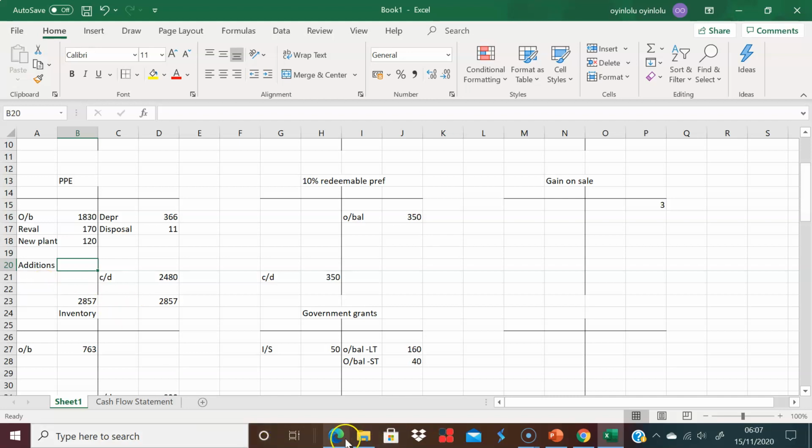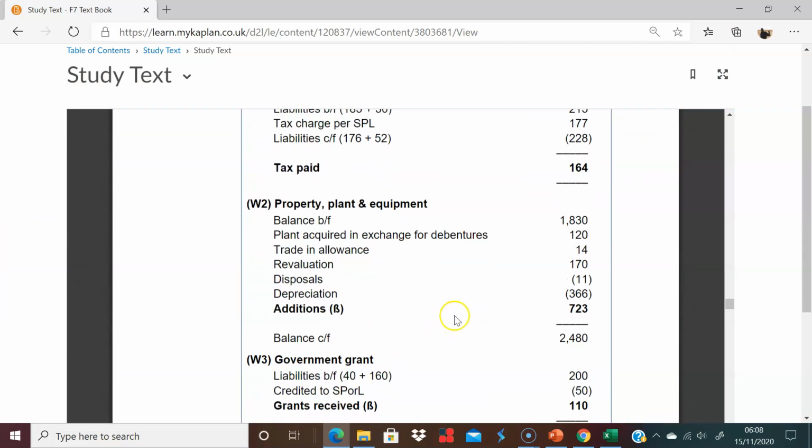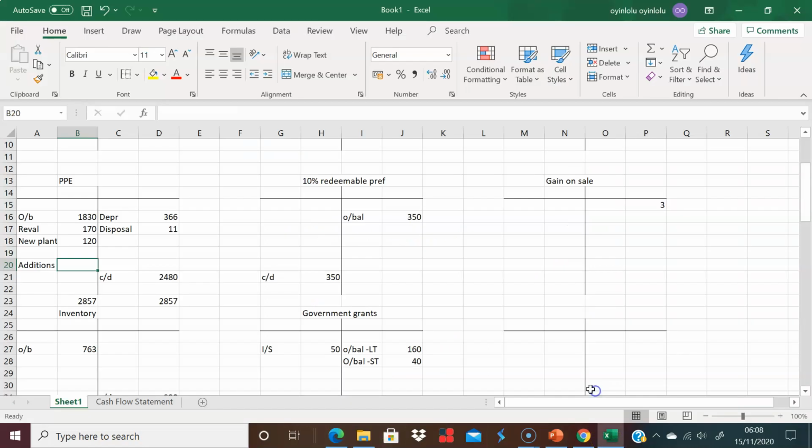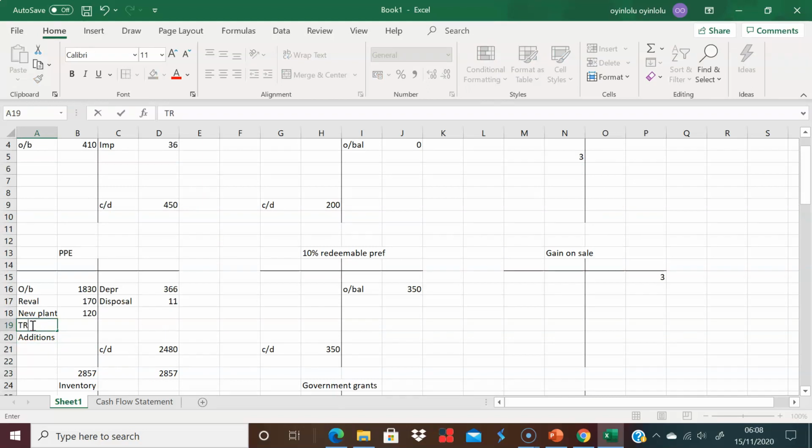Just want to make sure I'm not missing anything there. Let me just quickly check to see that I've got everything. I believe I have everything in there. Yes, we have the revaluation. We have the... Oh, of course, sorry, that was a trade-in. That was part of the trade-in here. So remember, we didn't dispose of it for cash. It was a part exchange. So we had a trade-in. So really, the additions would be this amount minus this, the whole batch, the whole thing there.